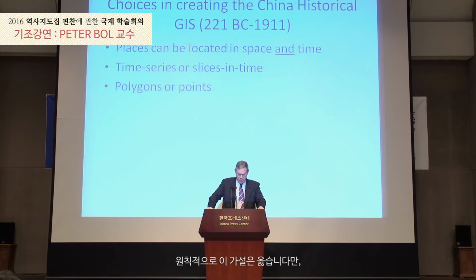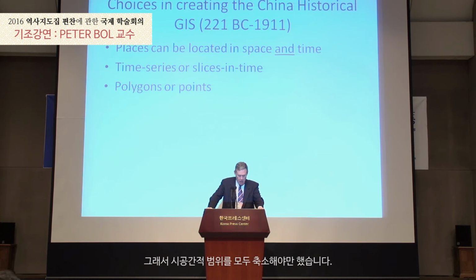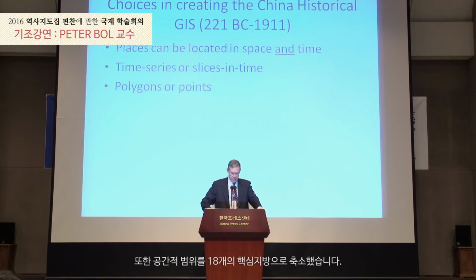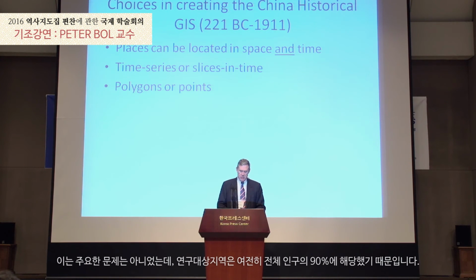Although in principle this is true, we were wrong to assume that the historical sources necessary to create a time series were adequate. We had to scale back our scope both spatially and temporally. We reduced our spatial scope to the core provinces of China, the 18 core provinces, because there was a lack of information on the vast frontier areas that at various points belonged to imperial dynasties. This was not a major problem since the area we covered still had 90% of the Chinese population.